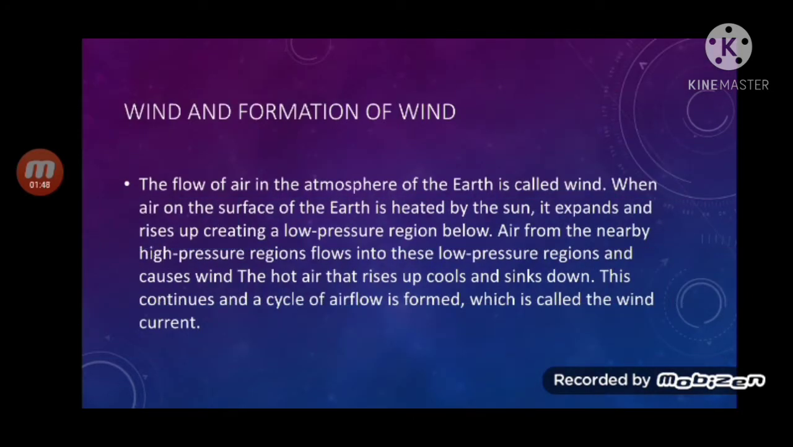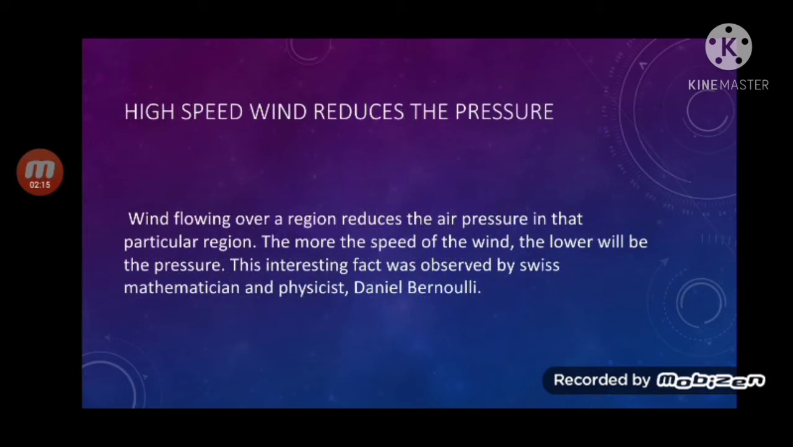Wind and formation of wind. The flow of air in the atmosphere of the earth is called wind. When air on the surface of the earth is heated by the sun, it expands and rises up, creating a low pressure region below. Air from the nearby high pressure regions flows into these low pressure regions and causes wind. The hot air that rises up cools and sinks down. This continues and a cycle of airflow is formed, which is called the wind current.